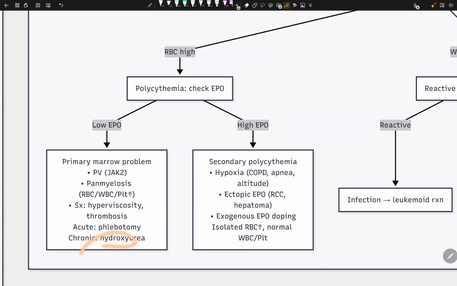Hydroxyurea, how does it work? Hydroxyurea stops something called ribonucleotide reductase. Now, I just remember that. Yes, I have memorized that, ribonucleotide reductase.